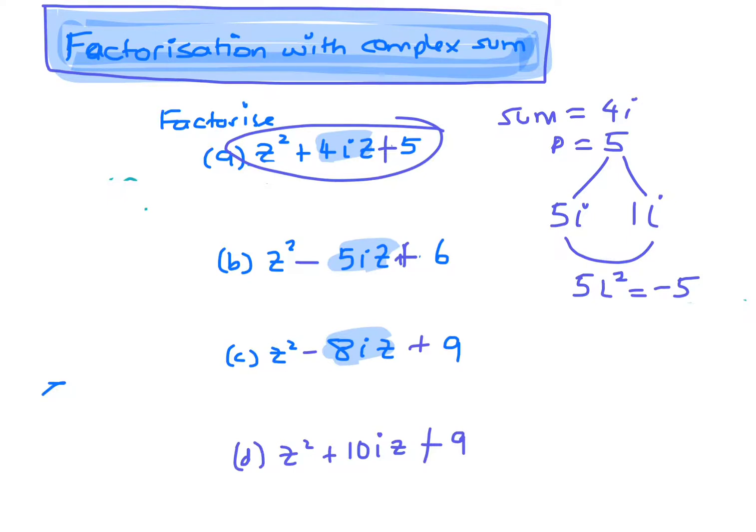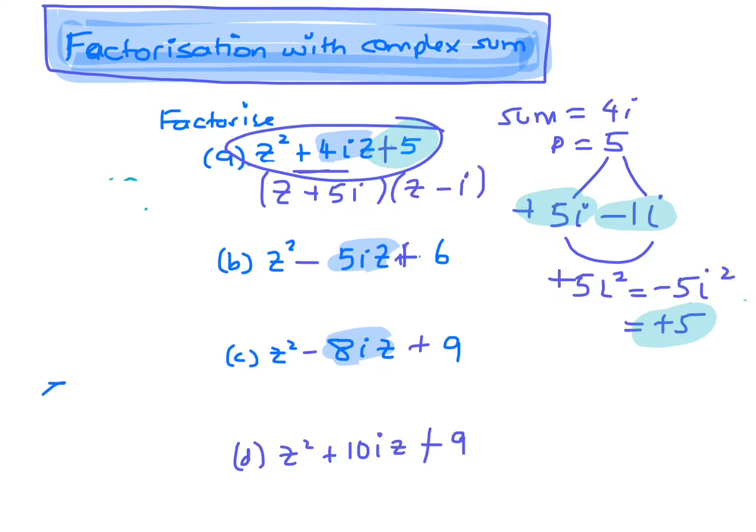Okay, so if we're looking at this now, the two numbers, in order to give a plus 4i, would have to be plus 5i minus i. So if you did multiply those, you end up with minus 5i squared, which ends up being plus 5, which actually matches the product that you have here of positive 5. So plus 5i, minus i, and you would get z plus 5i, z minus i. Okay, this is one method of doing this.